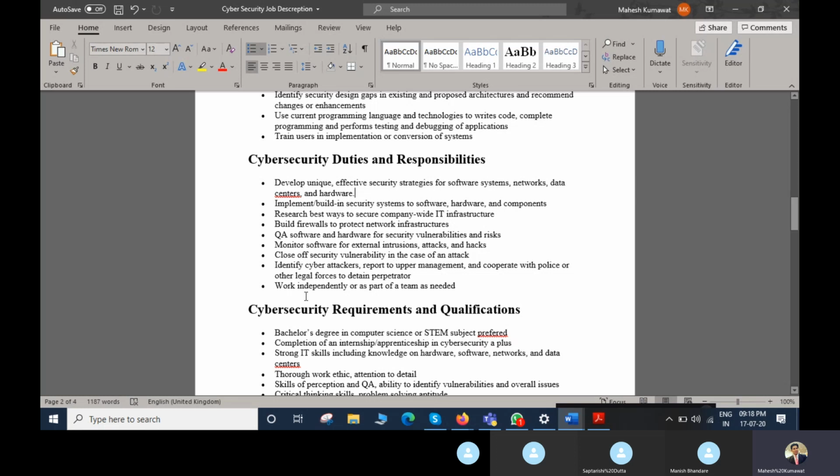Then another question: identify cyber attacks, report to upper management, and cooperate with the police or legal forces to detain the perpetrator. So how do you identify cyber attacks? Suppose any cyber attack happens. Like you know, in the previous days we had some Twitter attacks on different VIPs, very important persons, from the US. And some time back several companies were affected at the same time. Cybercrime happens every day in modern times. So if any cybercrime happens in your company, how do you identify it first, how do you report to upper management, how do you cooperate with the police, and how do you work with legal forces, like forensic investigation teams coming to your company? What are your thoughts about it? This question is coming from CHFI, Computer Hacking Forensic Investigator.